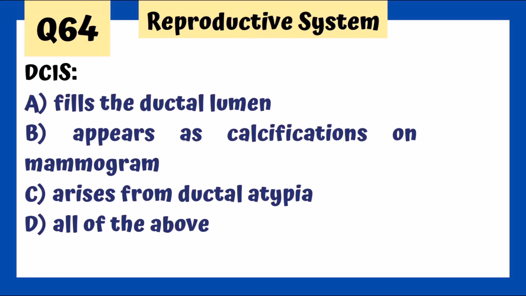the nipple. Question 64, DCIS, what does it do? It fills the ductal lumen, yes. It appears as calcifications on mammogram, yes. Are calcifications always indicative of malignancy? No. Fat necrosis, for example, adenosis sclerosis, for example. But if we do see calcifications, we have to be worried about DCIS, and it arises from ductal atypia.